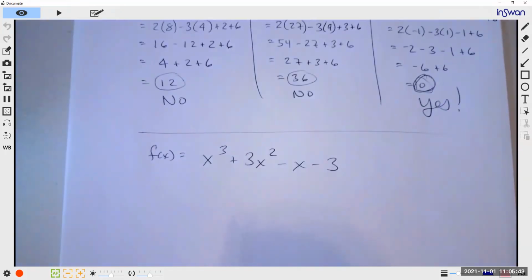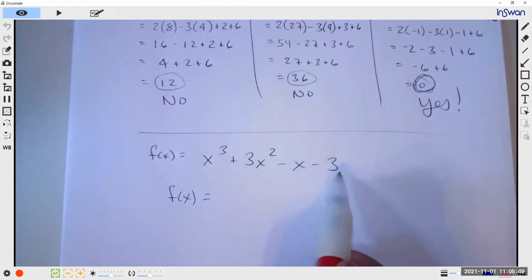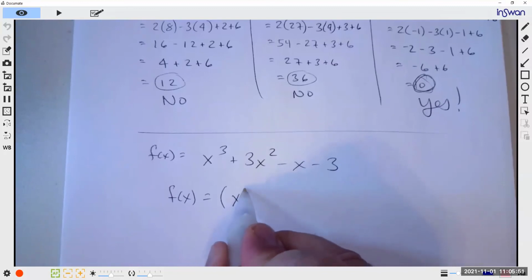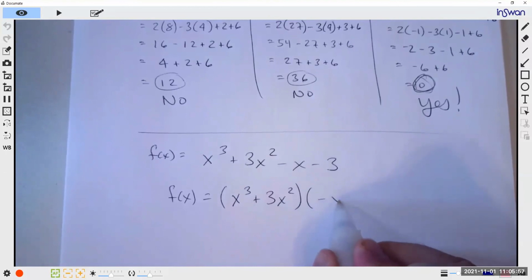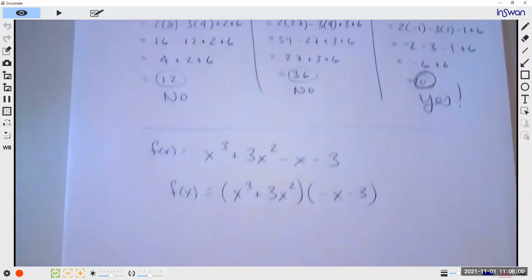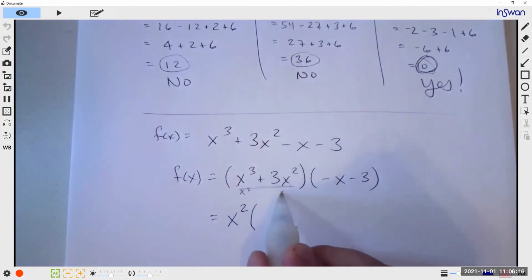All right, let's look at this one. Since we have 4 terms, put the first 2 in parentheses and the last 2 in parentheses. What can we factor out of here? They both have x's. So if I divide each of these by x squared, that becomes just a single x, and that just becomes a 3.